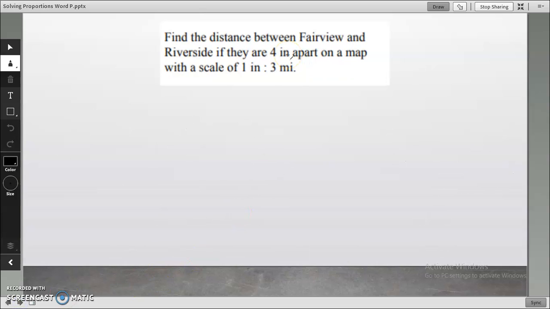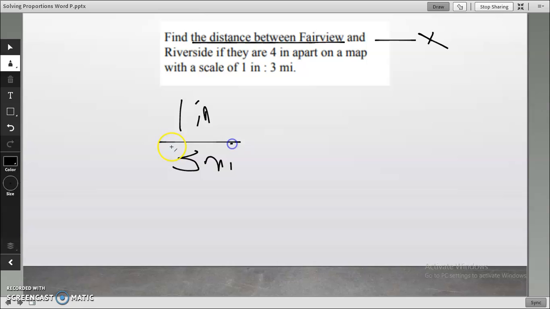Okay, I believe this is the last one. It's probably the most straightforward. It says find the distance between Fairview and Riverside if they are 4 inches apart on a map with a scale of 1 inch to 3 miles. Okay, so like I said, this is probably the most straightforward. So I want to find the distance. So that's going to be my x value, just defining my variable. I'm given my scale. So scale is equal to 1 inch to 3 miles. So this is my scale on one side. Everything about my scale is on one side.